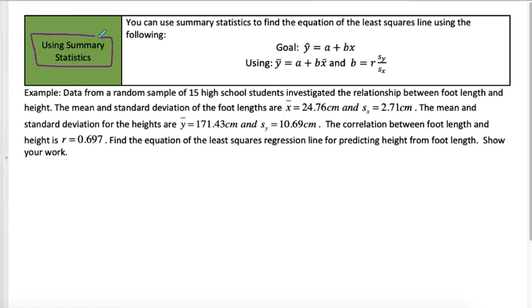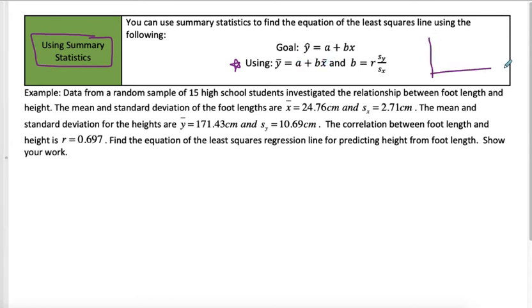So sometimes we're not given the computer output, a calculator output, or any of the data. But we can still use summary statistics to find the equation of our least squares regression line using the following. Our goal is to be able to write an equation y equals a plus bx. Here's two rules that it has to follow. Y bar, our averages, have to go through it.